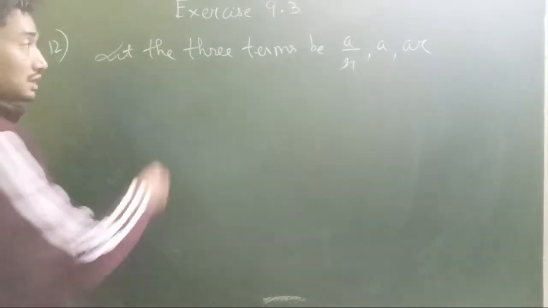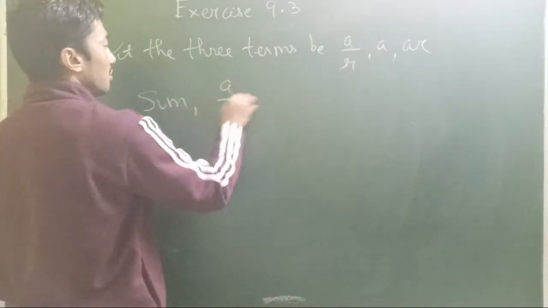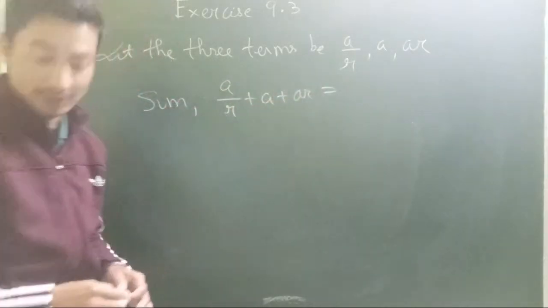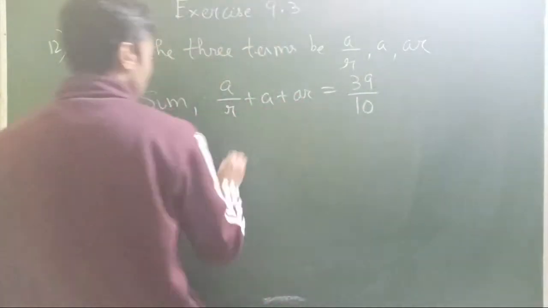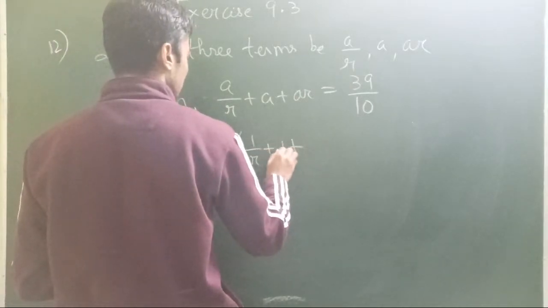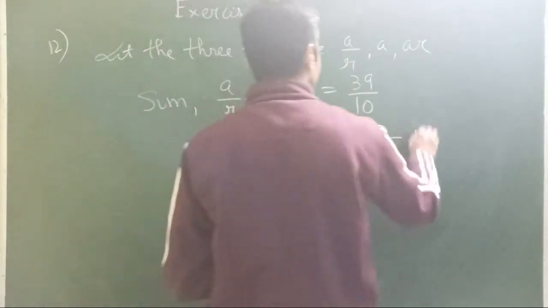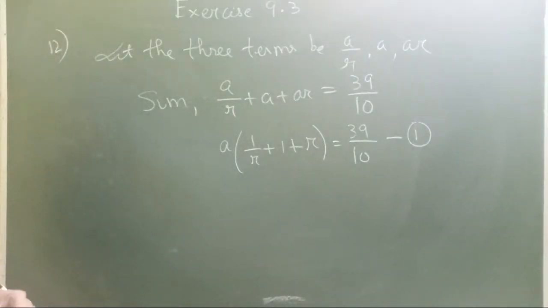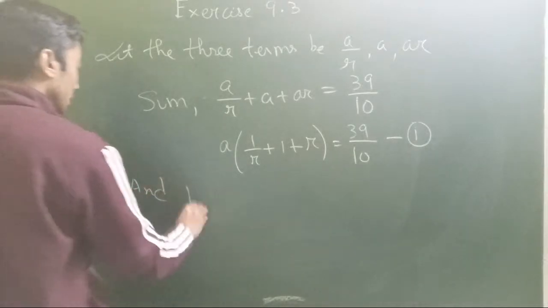So let the 3 terms be these 3 terms. What is given to us is their sum. That is, I'll just write here, a by r plus a plus ar. The sum of the 3 terms is given to be 39 by 10. So maybe we can take a common: a times (1 by r plus 1 plus r) equal to 39 by 10. Of course, we're not getting anything from here, but let's see what we can have possibly.